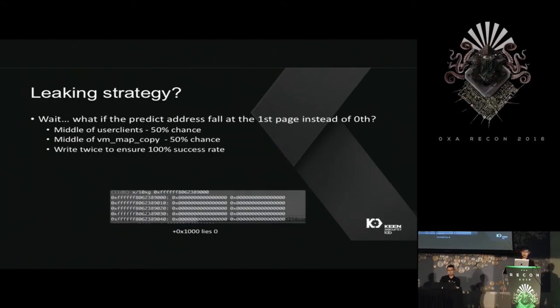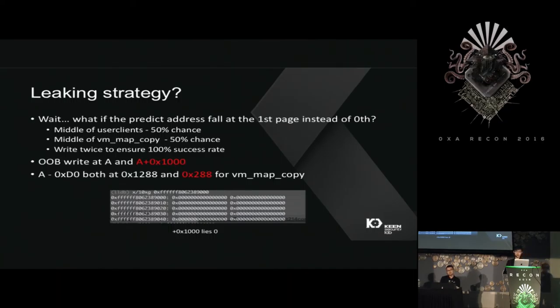Also for the VMAP copy, you cannot ensure that the VMAP copy, whose size is double page, will fall at address B or address B plus page size. You cannot be sure of that. If you only use one address, you can only get a 50% success rate. So we need to write twice to ensure a 100% success rate. So we do an OOB write both at A and A plus page size.